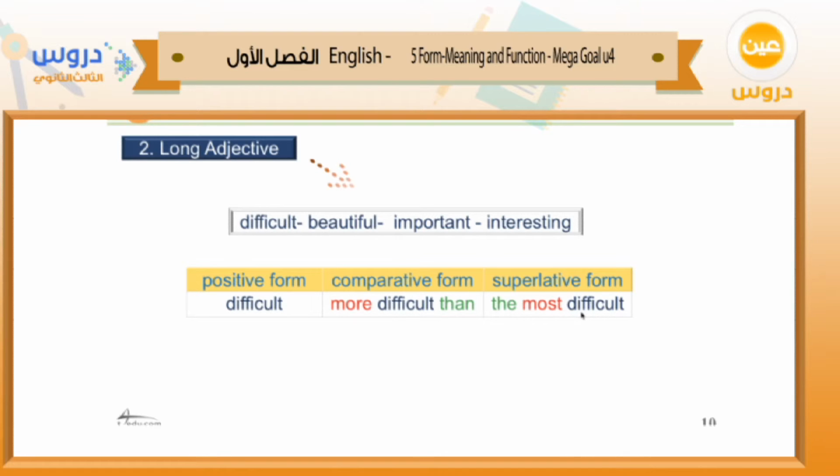What about beautiful here? Beautiful, we can say more beautiful than. For the superlative, the most beautiful. Important. More important than. The most important. Interesting. More interesting than, the most interesting. So here we have to add more before the adjective, and for the superlative we add the word most, and then it is followed by the adjective.